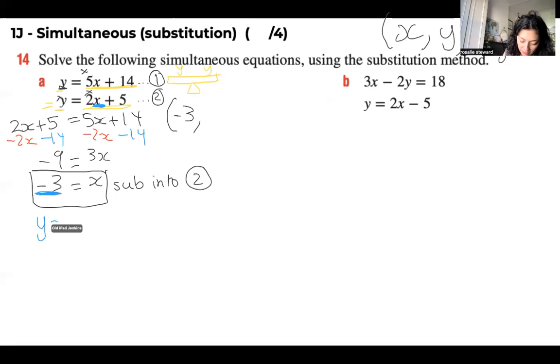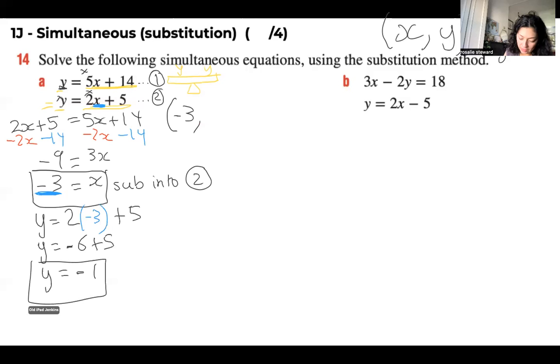So y now equals, let me do the right color. y equals 2 times -3 instead of writing an x now, plus 5. And then we simply solve. So 2 times -3 is -6, plus 5, y equals -1. That's your final answer.